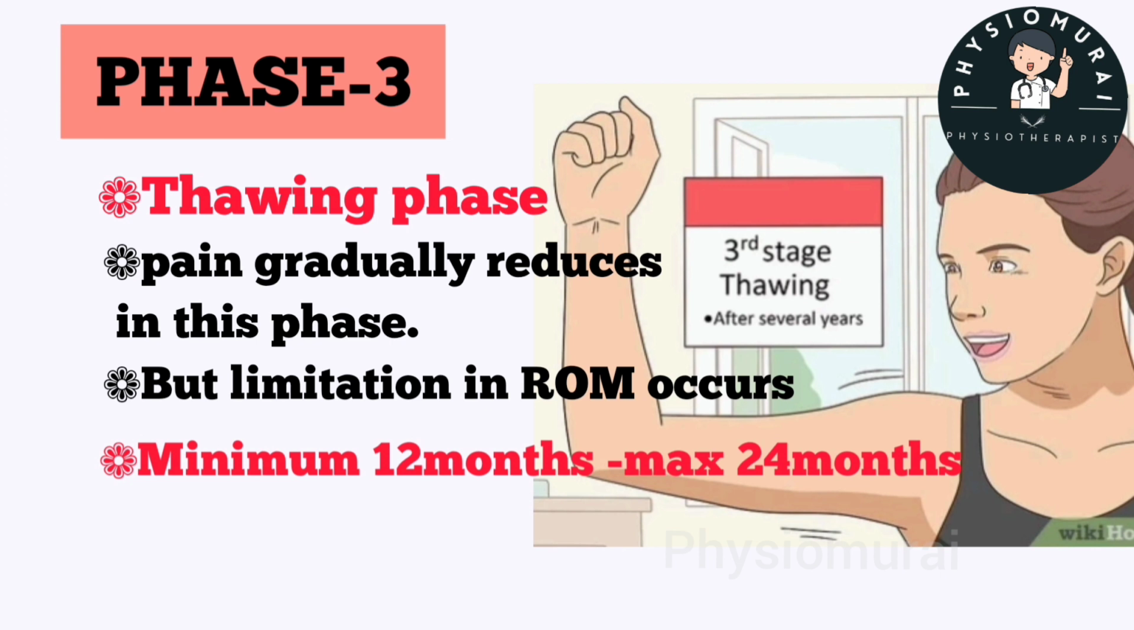Phase 3 is also known as the thawing phase. Pain gradually decreases in this phase, but limitations in the range of motion remain. This phase occurs in between 12 months to 24 months.